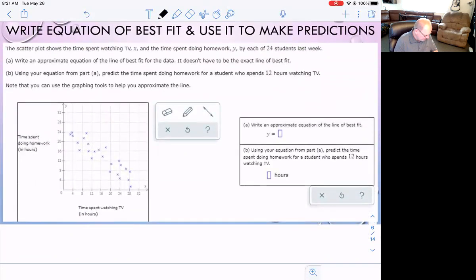Okay, so here we're going to write an equation of best fit, use it to make predictions. Okay, scatter plot shows it doesn't have to be perfect. So again, you're going to use your tool to make the line. And when you do, again, I strongly suggest that you pick some value that you can use as a whole number here. I picked that point, which is at 26. And then I'm going to pick another good value. In other words, where is it crossing on the graph?